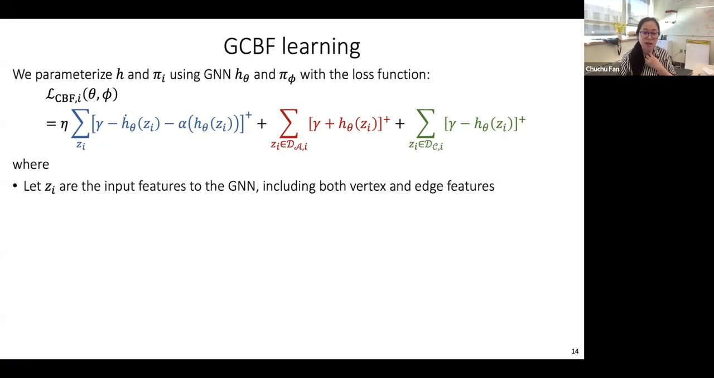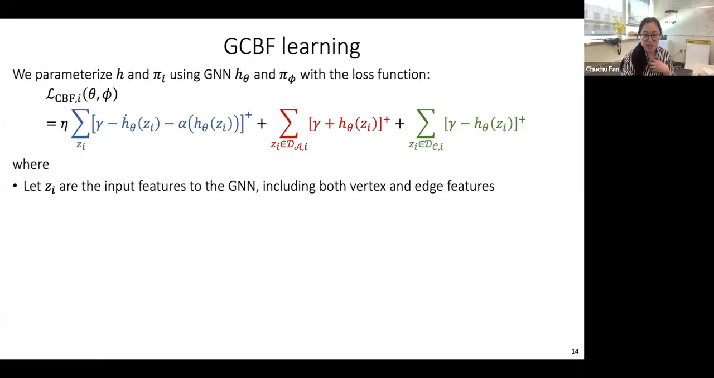And again, this zi here is the input features to the GNN, and it could encode both vertex and edge features. For the vertex features, it could encode the type of agent. It could be the same type of agent as me, or it could be a failed agent. It could be a malicious agent or an adversarial agent.